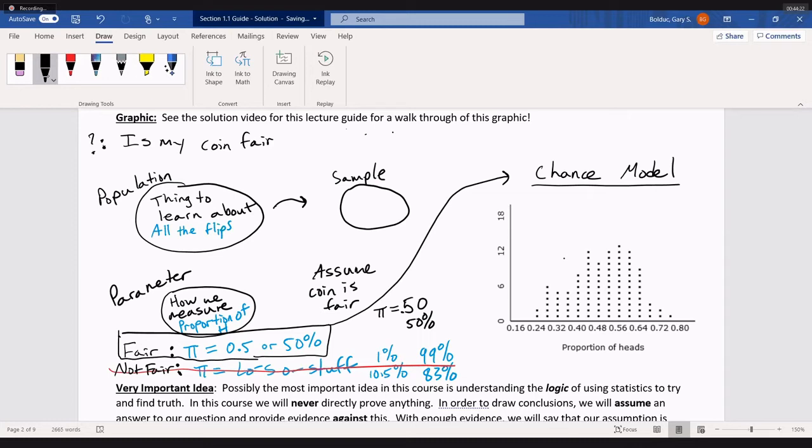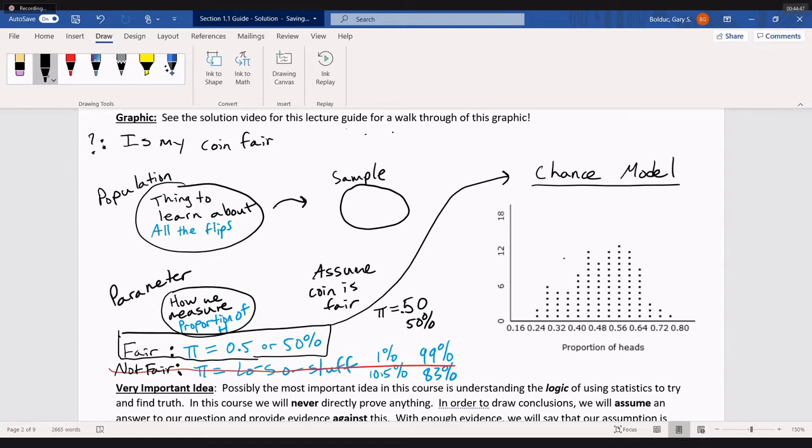So how does that help me? Well, if I wanna know if my coin is fair, I have to take a sample of the population. Remember, saying all the flips you could ever do or never do is nice, but we can't actually do that. We can't get our hands on it. So what we have to do is we have to take a sample. Remember, population big, sample small.